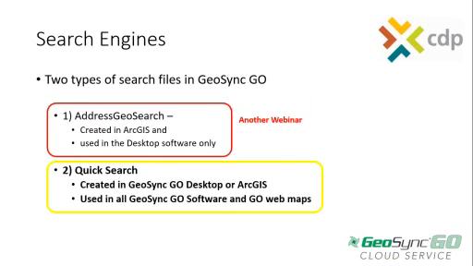There are two types of search files in GeoSync GO. One is the address GeoSearch. That's created in ArcGIS and used in the GeoSync GO desktop software only. That's a different webinar. Today, the demonstration will focus on the Quick Search. That's created in GeoSync GO desktop software as well as the ArcGIS MapSync Publisher toolbar. The Quick Search file is used in all GeoSync GO software as well as GeoSync GO web maps.